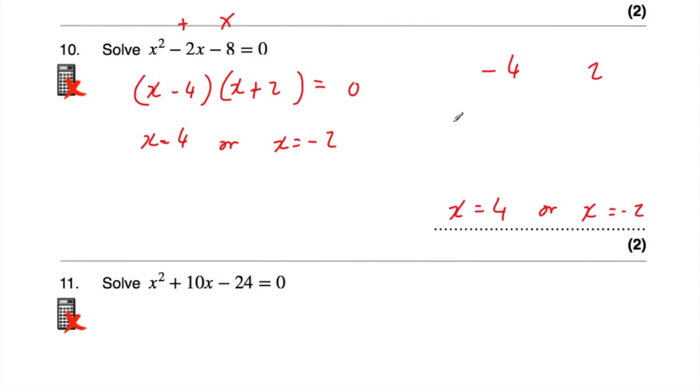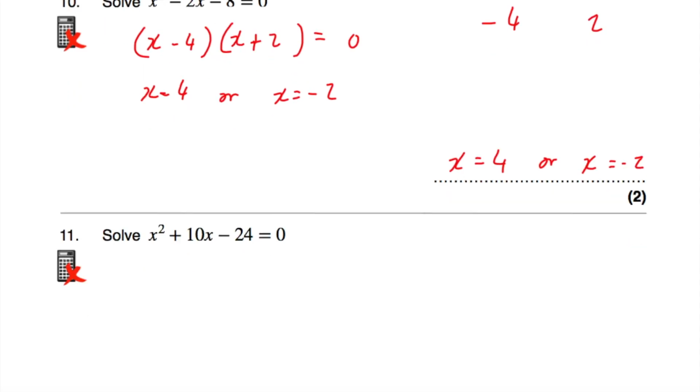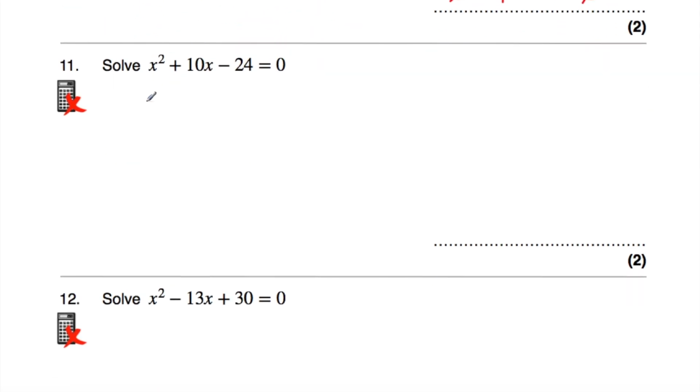And that's it. Okay, let's look at our next question, question number 11. So question number 11, we've been asked to solve x squared plus 10x minus 24 equals 0. So if I wanted to solve something like this, I would factorize what's on the left-hand side. So bracket, bracket, bracket, bracket equals 0. And then in terms of the brackets, I'm going to put x's at the front of both brackets.